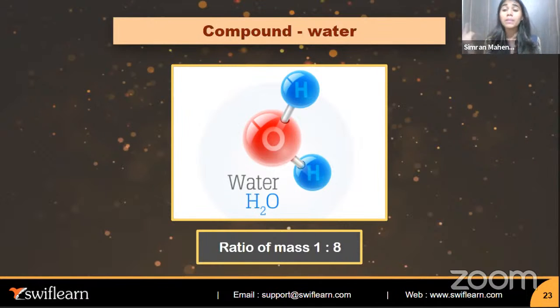You calculated with the masses. You took hydrogen, the mass of hydrogen is 1. So you took 2 hydrogen, right? Because there are 2 atoms of hydrogen making a water molecule. So 2 is to, the mass of oxygen is 16, right? So 2 is to 16. If you divide both of them, you will get 1 is to 8. Clear? So this is the ratio of mass of water.